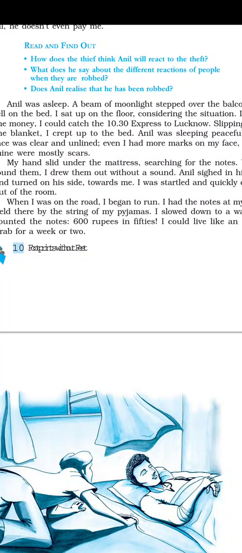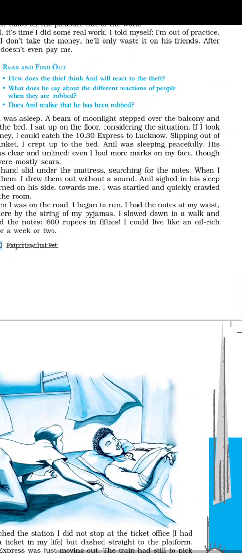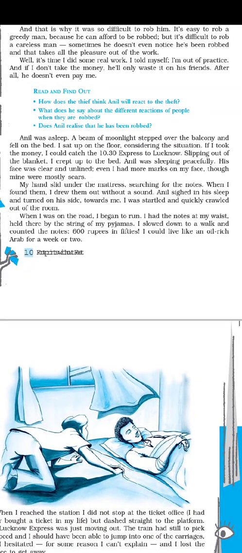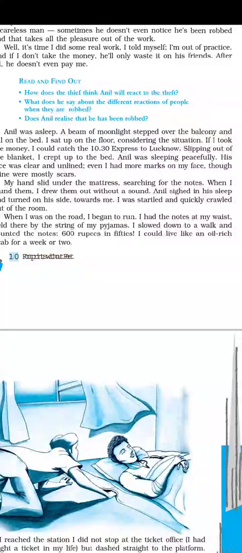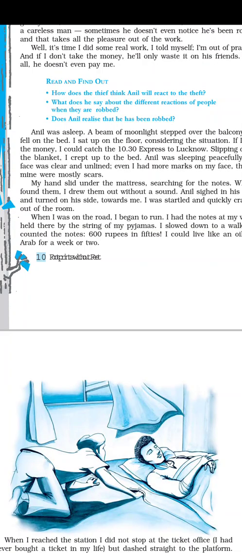Let's start. Anil was asleep. Asleep means in sleep. So Anil was in sleep. A beam of moonlight stepped over the balcony and fell on the bed. A beam of moonlight means a glimmer of moonlight. So that was a moonlit night, right? Not a dark night, but a moonlit night. So a beam of moonlight stepped over the balcony, means that was coming through the balcony, right? And fell on the bed, and also that was crossing the balcony and falling on the bed.